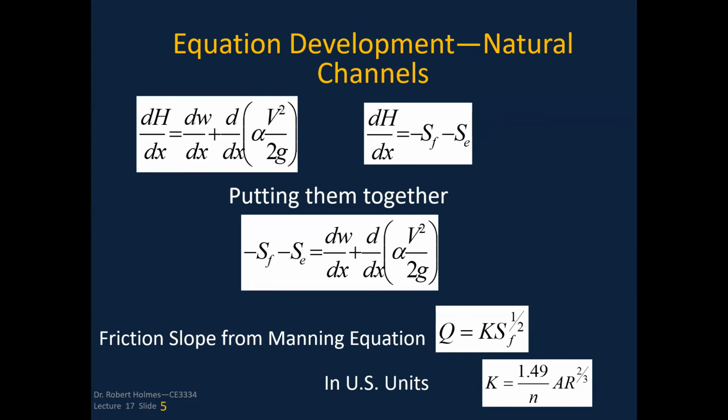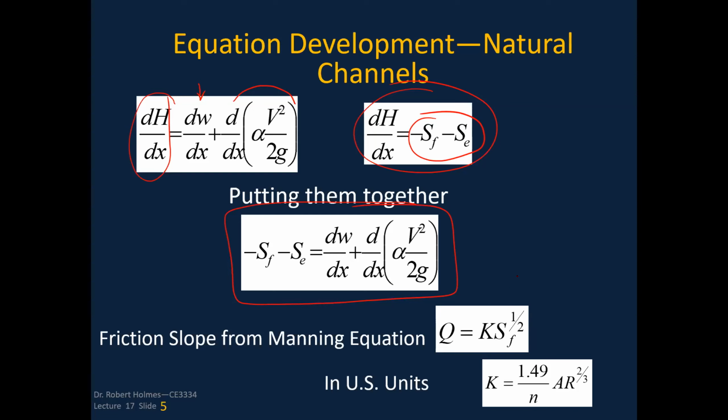Now, as we look at this and we develop this, we've got the derivative of the total energy change with respect to X, and that is the change in the water surface elevation with respect to X and the change of the velocity head with respect to X. If we've looked at this in the prior definitions, we had that the change in the total energy with respect to X was this friction slope and the expansion contraction slope. We can put them together and we have this form of the equation.